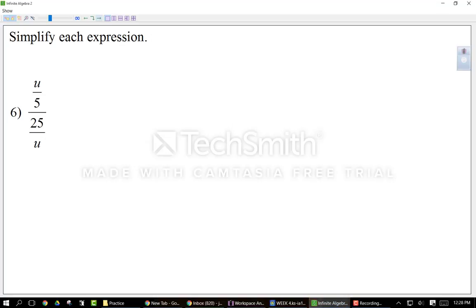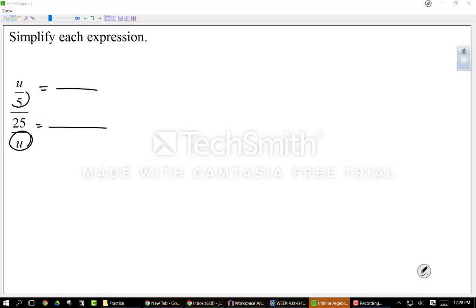Now let's go to this example here. Now I have variables. In the last couple we did not have any variables, but it doesn't matter. So I need to find a common denominator between the u and the 5. Well, what's my number with the u? My coefficient is a 1. So what number can 1 and 5 go into? Well, they can both go into 5.